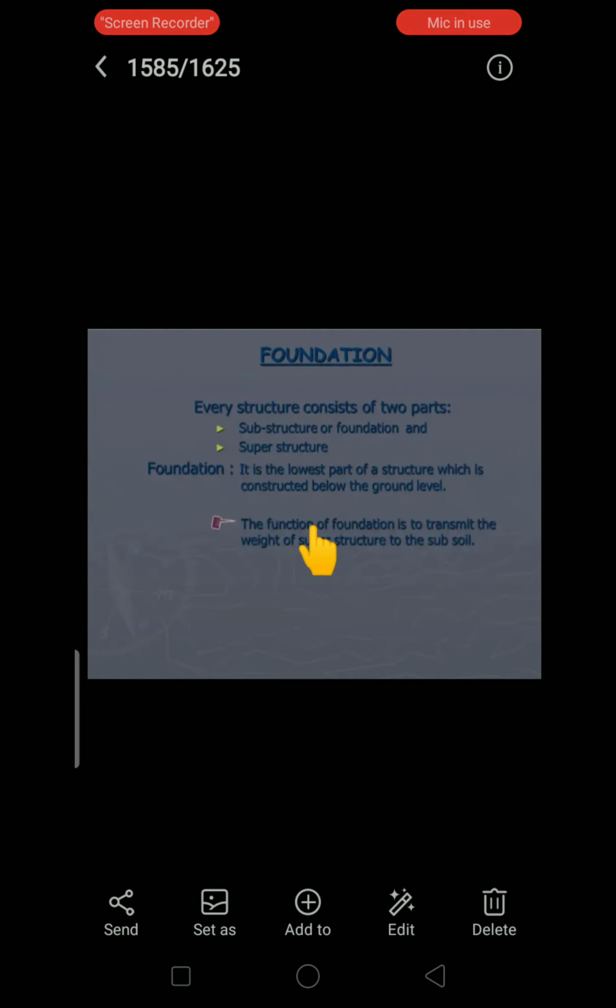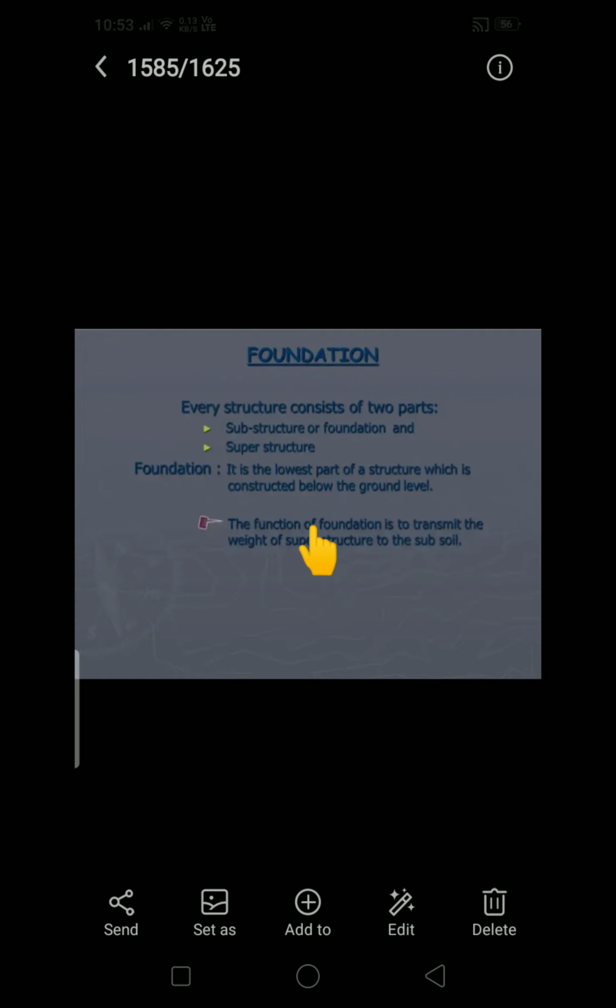That is the lowest part of the structure, or we can say the structure which is constructed underground is known as the foundation. Then the function of a foundation is to transmit the weight of the superstructure to the subsoil.